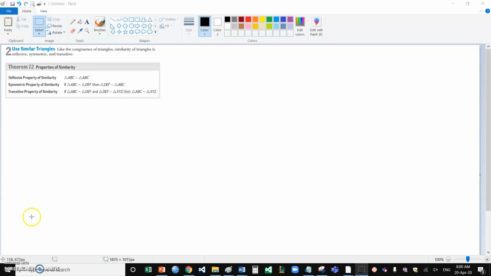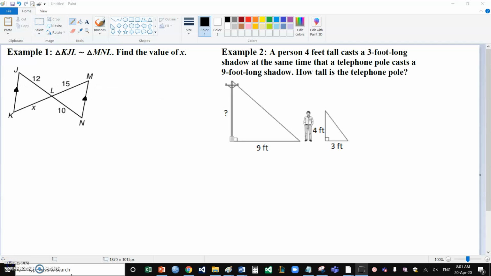Alright? I think we've seen something like this before. The reflexive, symmetric, and transitive properties apply to more things than just similar triangles. Let's start looking at some exercises.